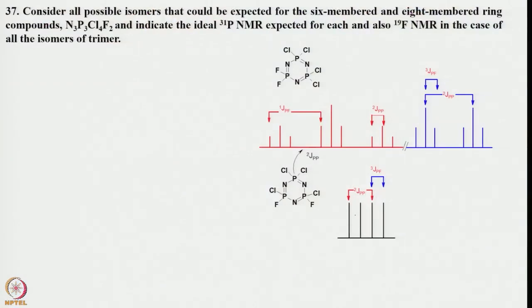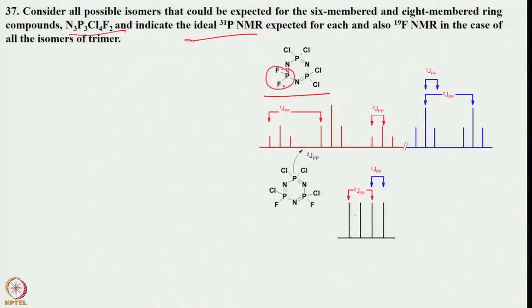Another problem is there. Now this is with respect to cyclotriphosphazene, N3P3Cl6. In that one, two chlorine atoms have been replaced by two fluorine atoms. As a result, we have N3P3Cl4F2 here. And then again, one can draw 31P NMR for these compounds after writing all possible isomers. Here only two isomers are possible. One is where both the fluorine atoms are geminal on the same phosphorus atom, or they can be on two different phosphorus atoms. So these two isomers are there.